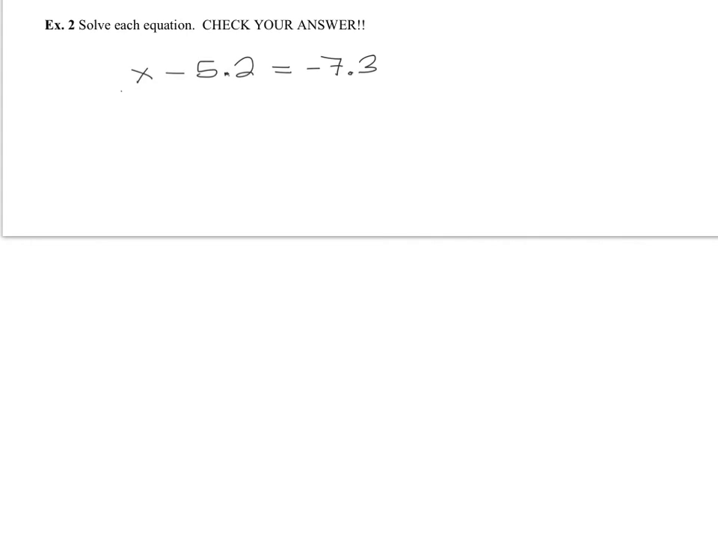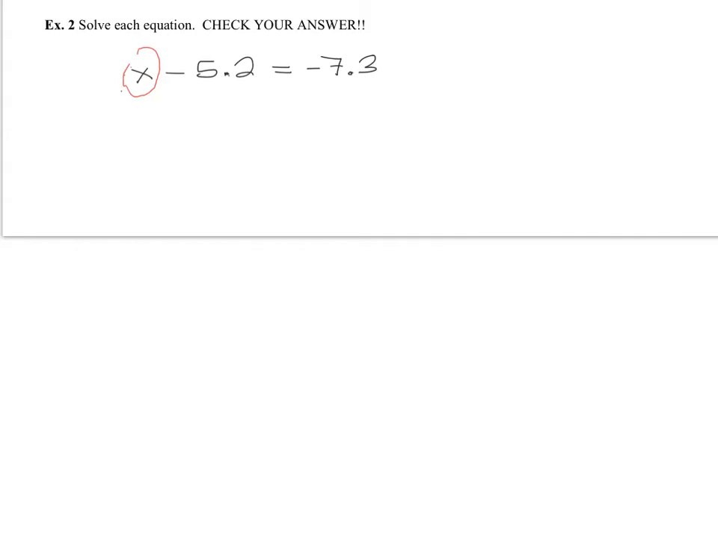Okay, down here with example 2, we're spicing up our life a little bit. We have decimals and we have a negative, so we have decimals and integers, but the process is exactly the same. We're going to isolate our variable, our x, so I'm going to circle that so I know what I'm trying to get alone. And to do that, I'm going to use my inverse operation.